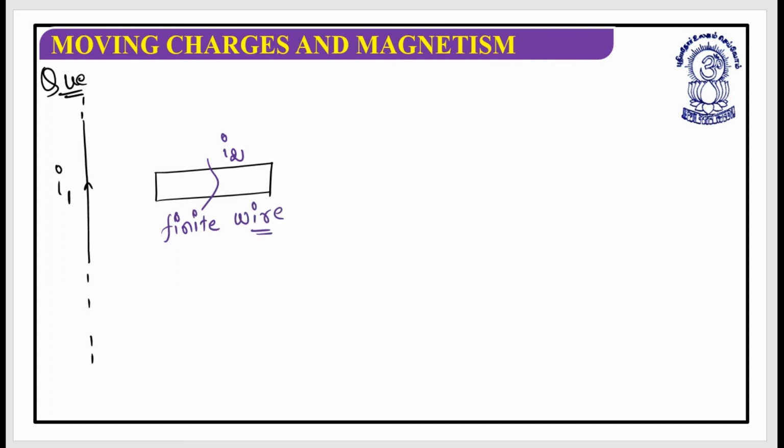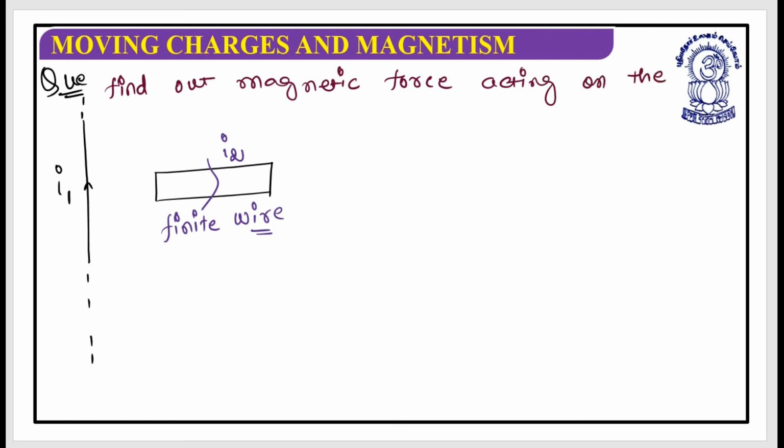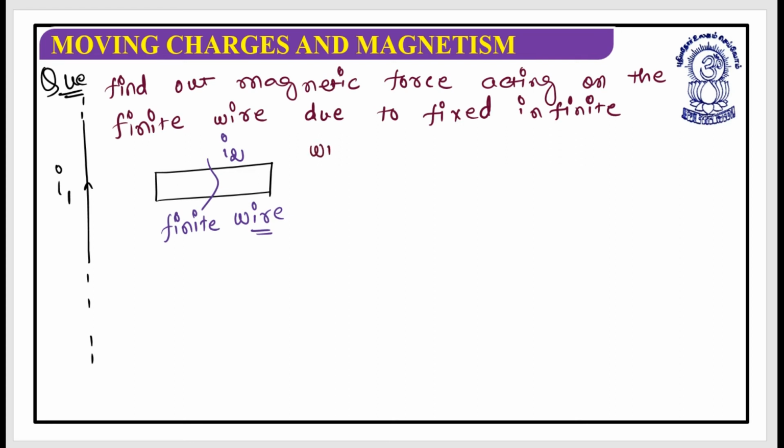So what they are asking, let's have a sec. It says, find out the magnetic force acting on the finite wire due to the fixed infinite wire shown in the figure. So this is the question.